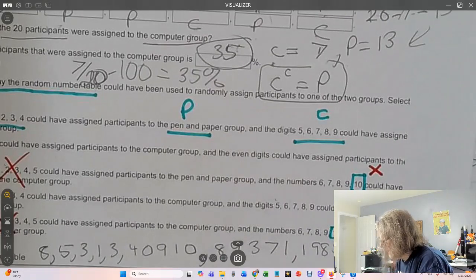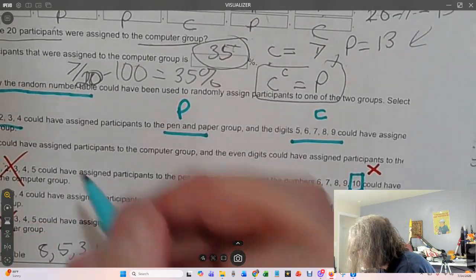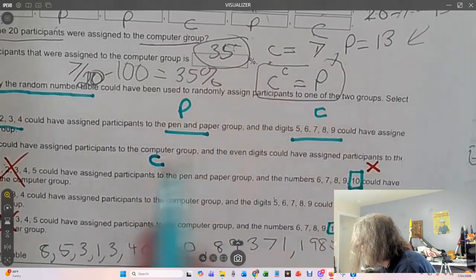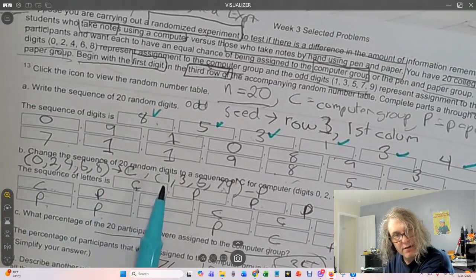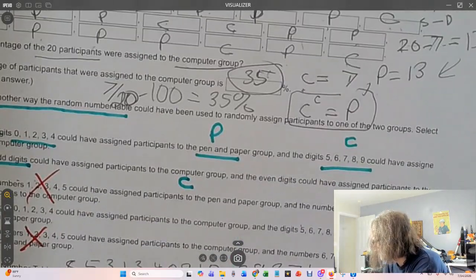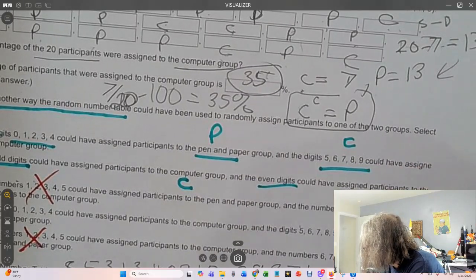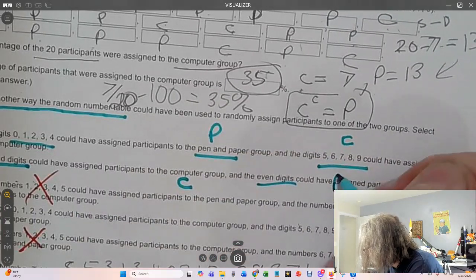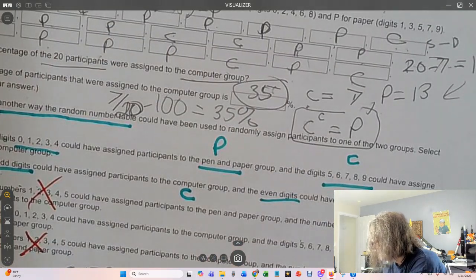Now let's just look at these other two. Notice all this does is make odd digits go to computer. Before, right, we had even going to computer. So all they're doing is switching this around. Even go to the paper, right? So both of those would work. Those would be fine.